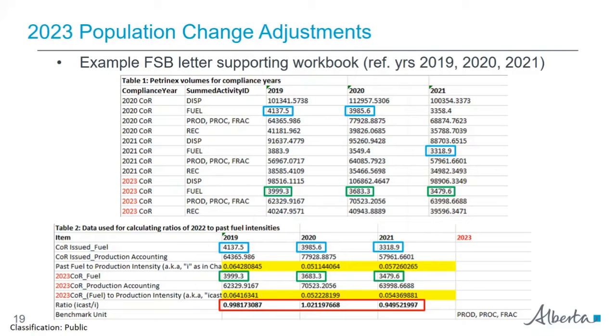Finally, in table 2, we have the ratios I cast over I in the red box, which are calculated using the 2023 intensities divided by the past intensities highlighted in yellow. These ratios, if they show over 2% changes up or down, will be multiplied by the emission numbers to get the EPA adjusted emissions for each reference year, as you may have already seen in table 3 in the supporting workbooks for 2022. Okay, next slide.